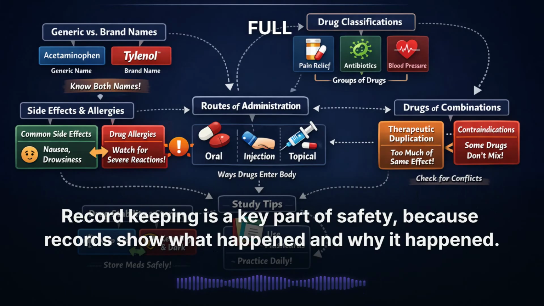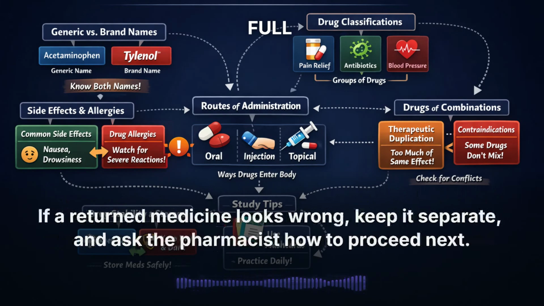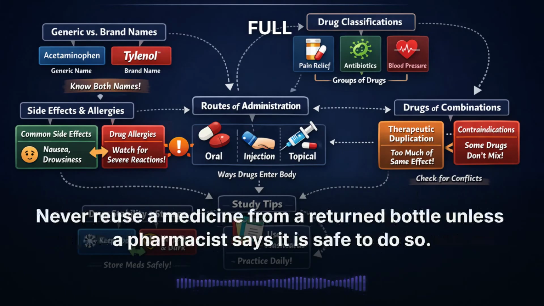Record keeping is a key part of safety, because records show what happened and why it happened. Signatures, dates, and notes help trace issues back to the source and help fix the problem. If a returned medicine looks wrong, keep it separate, and ask the pharmacist how to proceed next. Never reuse a medicine from a returned bottle unless a pharmacist says it is safe to do so.